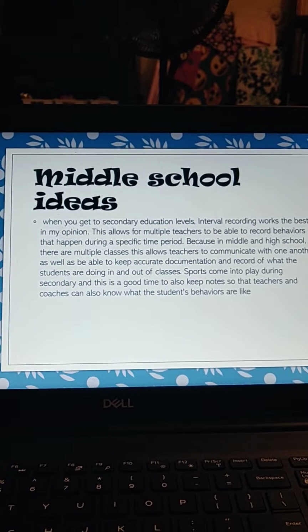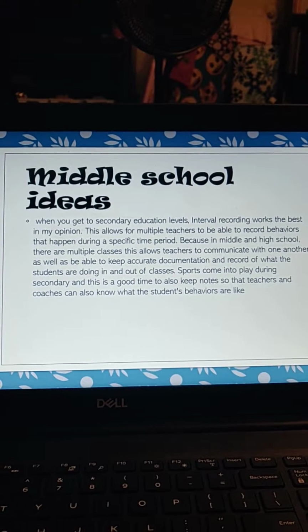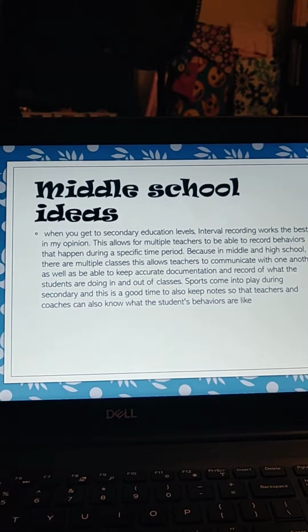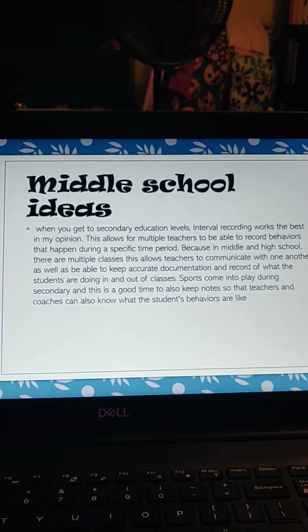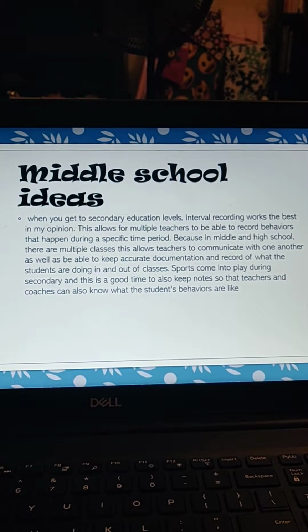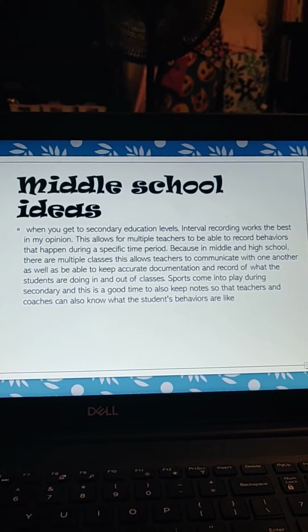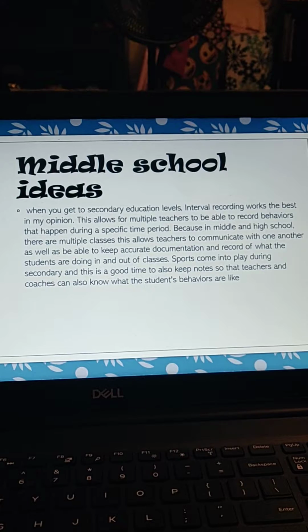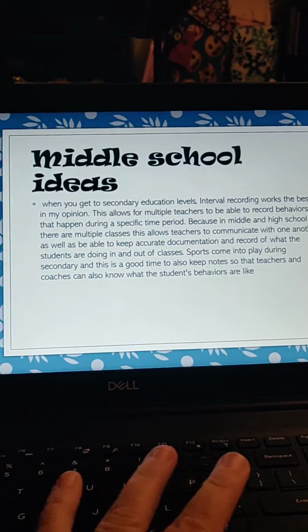But also it helps with sports coming into play in secondary, because it keeps notes, so that way not only do the teachers communicate with teachers, but coaches can know what's going on in the classroom, as well as coaches being able to document what is happening out on the field, so that way teachers are aware of what's happening. So that way we can put one and one together and see, okay, this is happening in the classroom, but this is not happening on the field, or this is happening on the field, but this is not happening in the classroom. So then maybe we can see what's happening and see if we can make an intervention for that student.